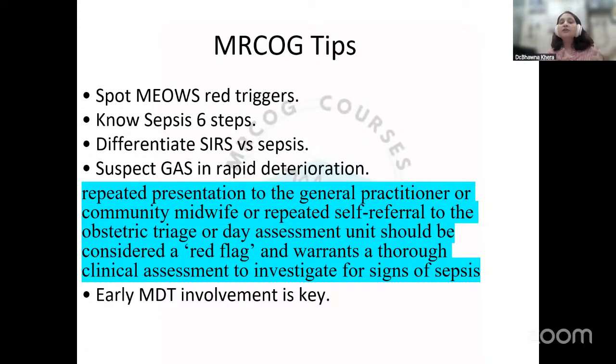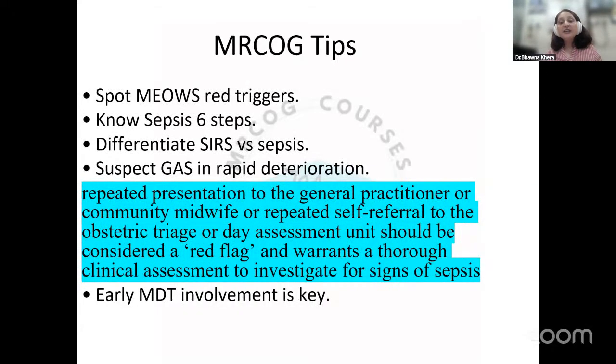You should be able to differentiate between the systemic inflammatory response and sepsis. Of course, we are looking for the lactate levels, hypotension, so all those features we are going to look at. Suspect sepsis and rapid deterioration. I think this was the question which was asked to me, that sepsis itself is severe, so how can we answer that? So it is to be answered if there is a rapid deterioration, right?